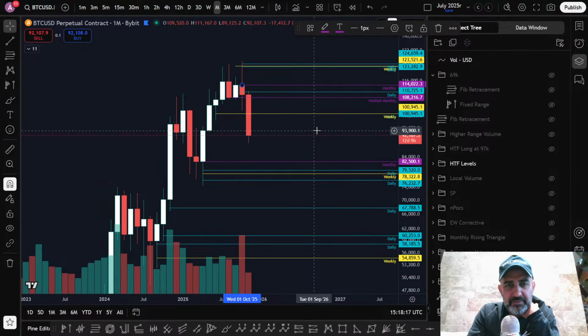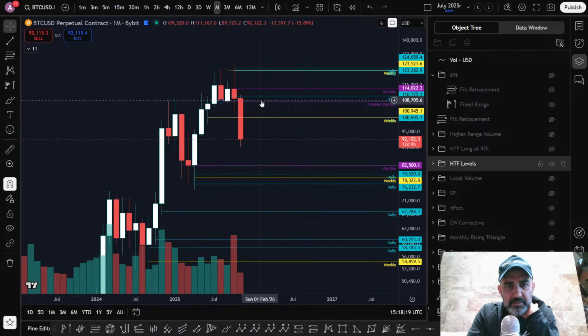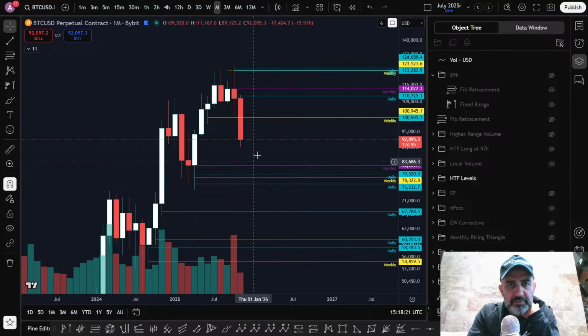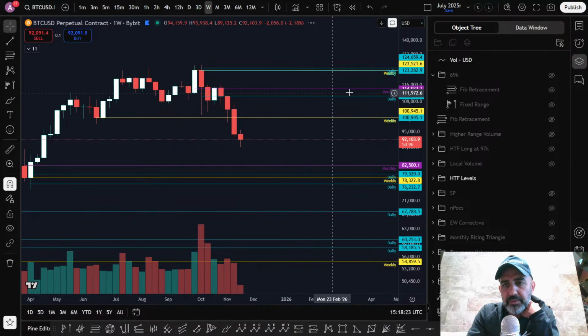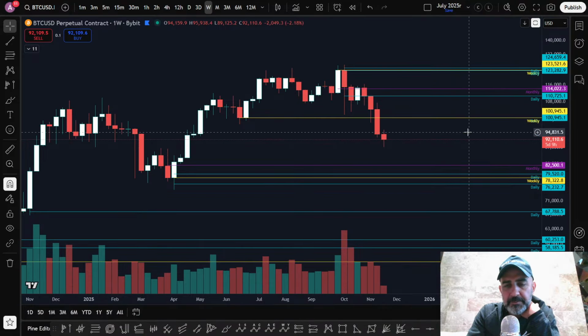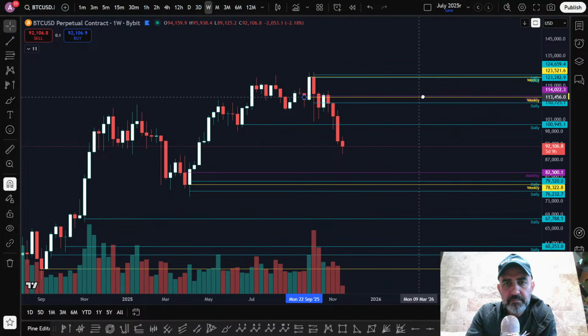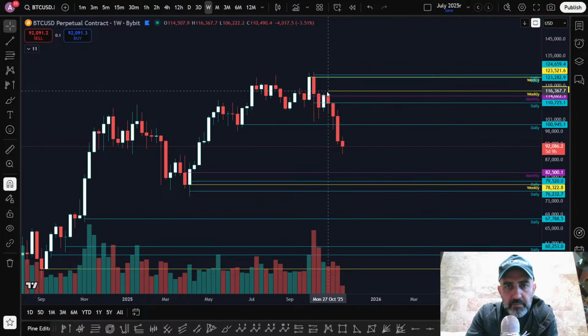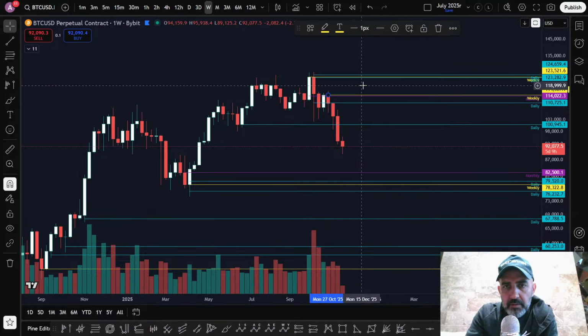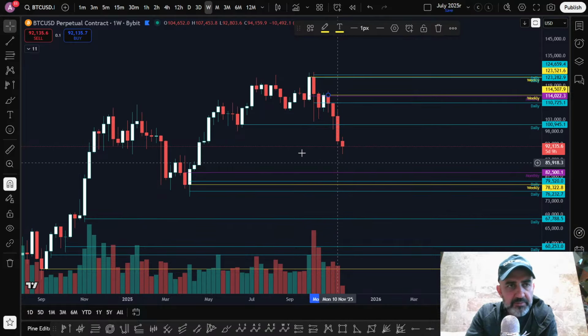That's the monthly level. Get rid of that. We've got our monthly levels. Let's look at the weekly levels. Weekly, there. That's correct. These levels are correct.